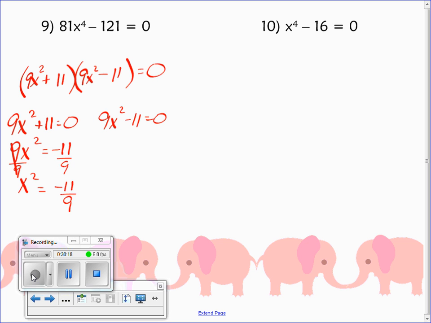Guys, not everyone moves that fast. You're not even writing it down, so just slow down for people.